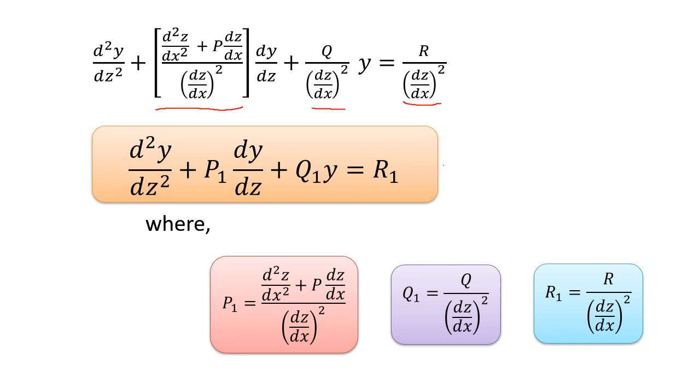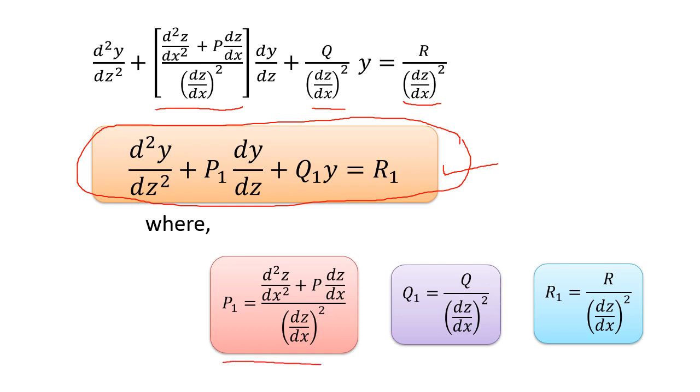So the equation 1 has been transformed to this equation. In this, the independent variable has been changed from x to z. Therefore, students are advised to remember this equation, that is d²y/dz² + p1 dy/dz + q1 y = r1, and also the values of p1, q1 and r1.